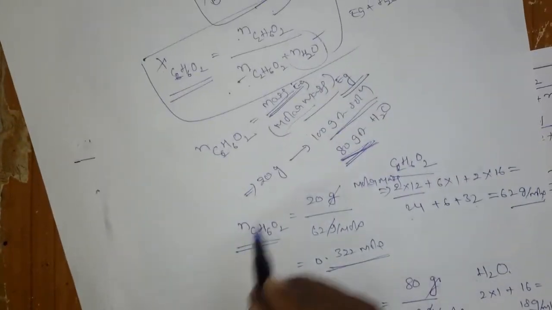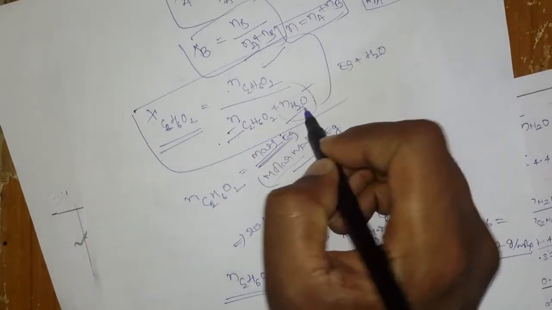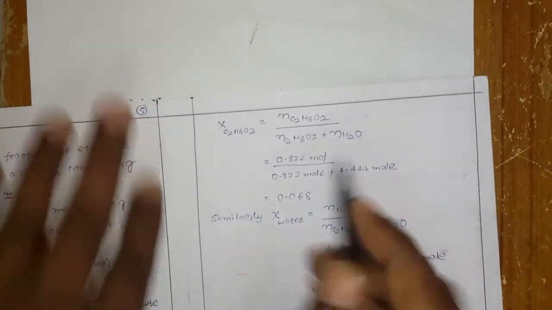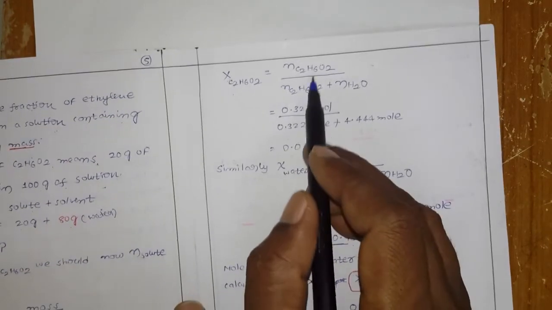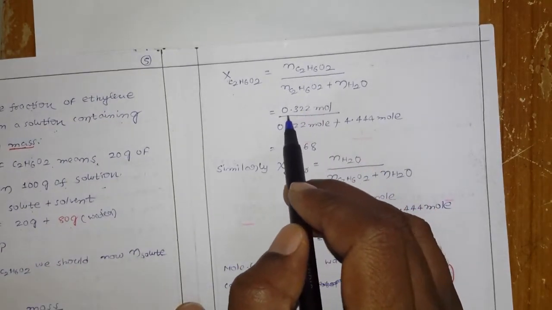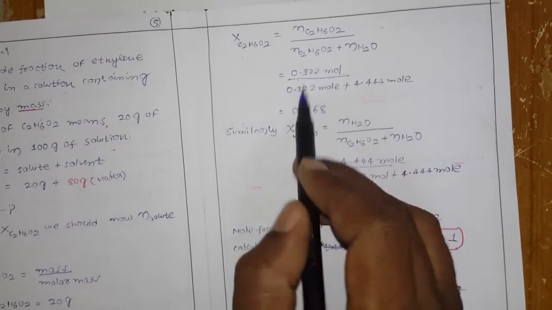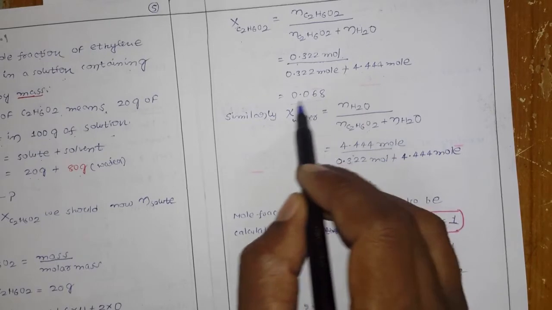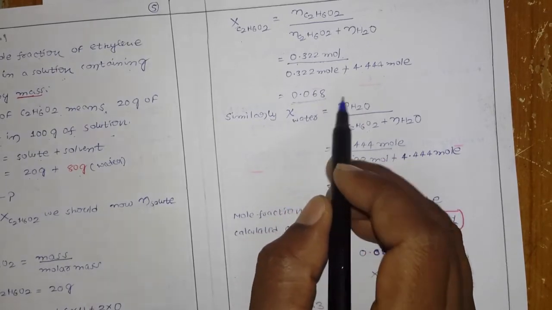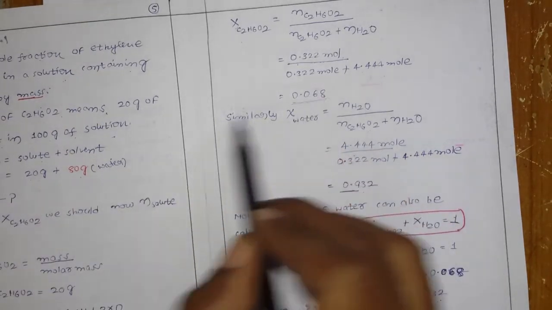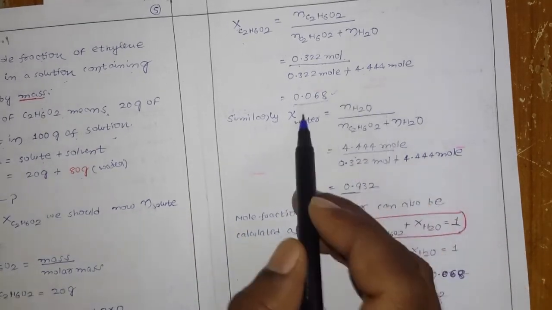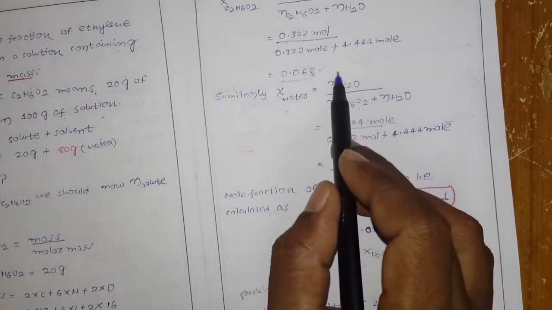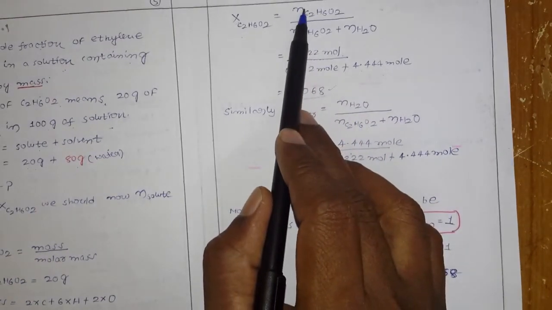So you have this value and this value. Then you substitute all these values to get the mole fraction. The number of moles of ethylene glycol is 0.322 divided by 0.322 plus 4.444, which gives 0.068. That is the mole fraction of ethylene glycol. If you want to calculate the mole fraction of water, you take the number of moles of water instead of the number of moles of ethylene glycol.